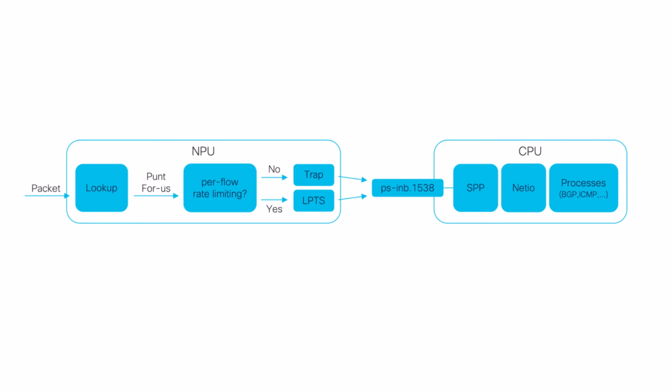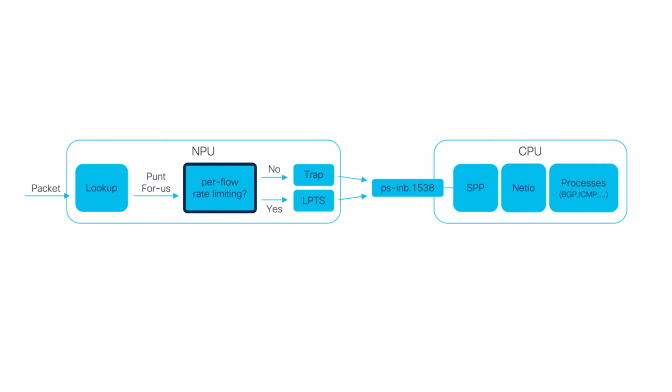In the Cisco 8000 router, when a packet is received, a lookup is done by the network processing unit, the NPU, which results in a forwarding decision. There can be a case where the decision is to punt the packet, meaning to switch the packet to the CPU for further processing or handling. The NPU lookup also determines if per flow rate limiting is required while switching the packet to the CPU.